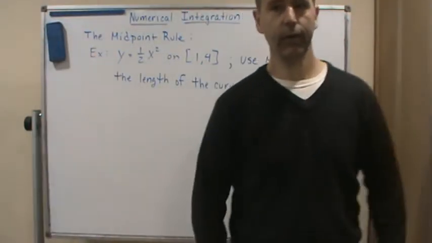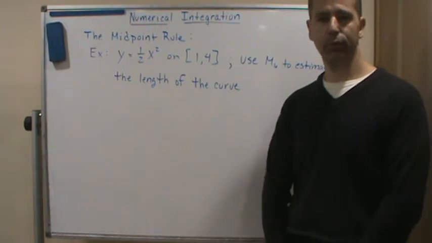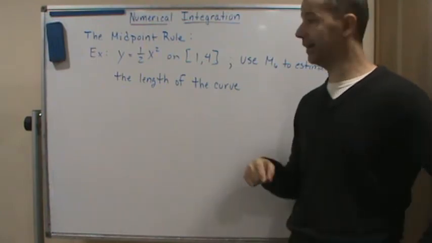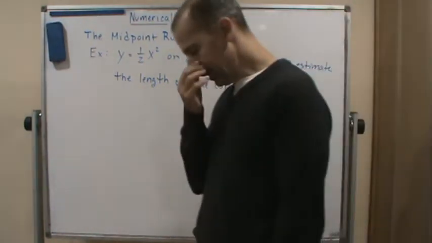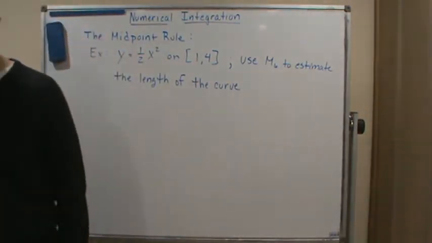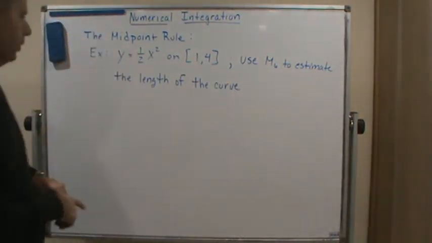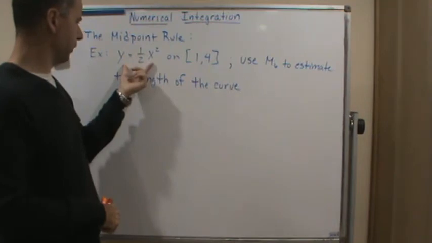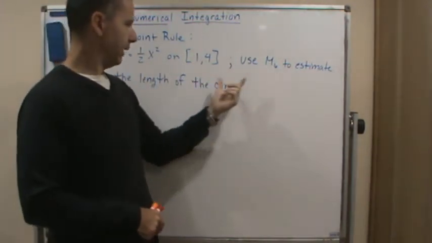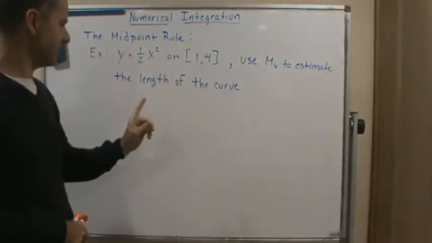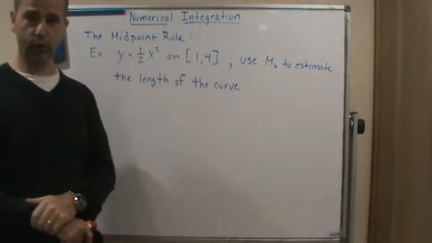Okay, so welcome back. Now in this example, we're going to do the same example we did last time, except now we want to estimate the length of the curve. So we've got this function over this interval, and we want to use M6 to now estimate the length of the curve over that interval.